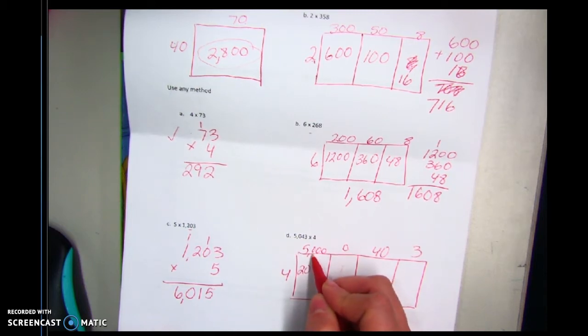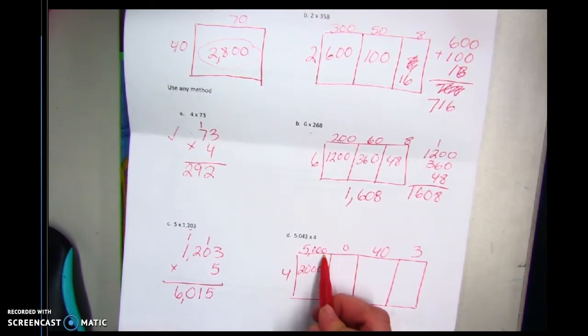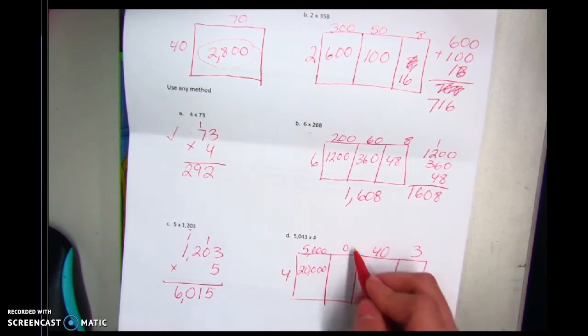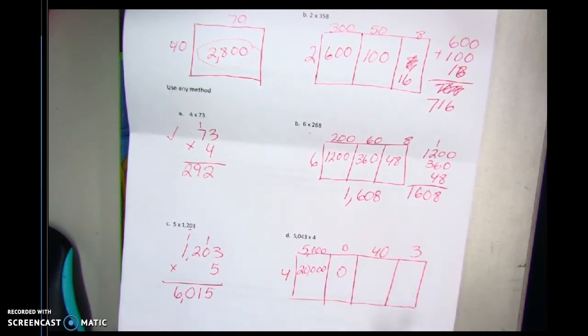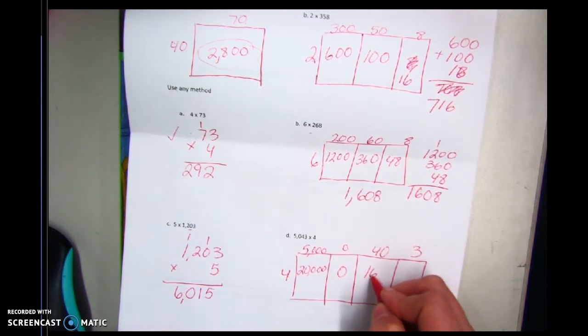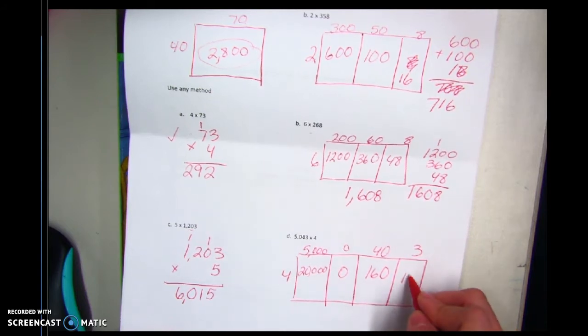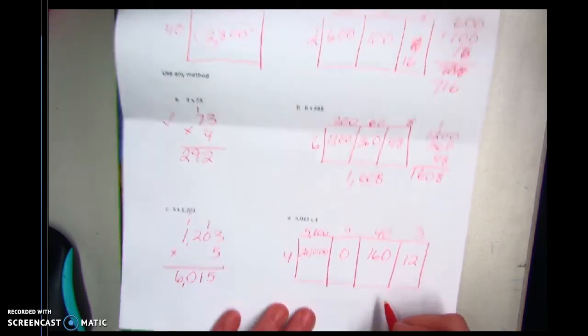5 times 4 is what? 20. Good. How many zeros? 1, 2, 3. So I still have to add those 3 zeros. This is a common mistake that you forget to put one of those zeros down. 4 times 0 is? 0. 4 times 4 is? 16. Add my 0. 4 times 3 is? 12. And I line them up.